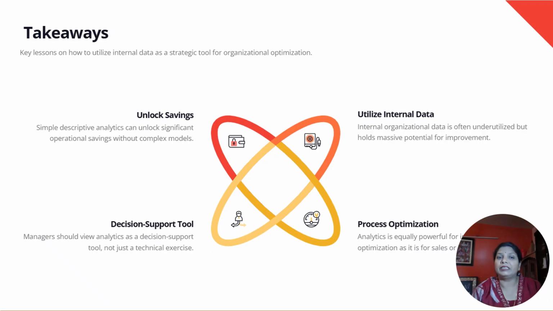So the key takeaway from this particular case is that simple descriptive analytics can unlock significant operational savings. Organizations do not always need complex models to create value. So clear visibility into existing processes can itself lead to meaningful improvement. Secondly, the case highlights the importance of utilizing internal data. Just the data of the travel time, the people meeting, basic data that many organizations already possess. So it's an internal data set that was underutilized, yet it holds substantial potential for performance improvement.